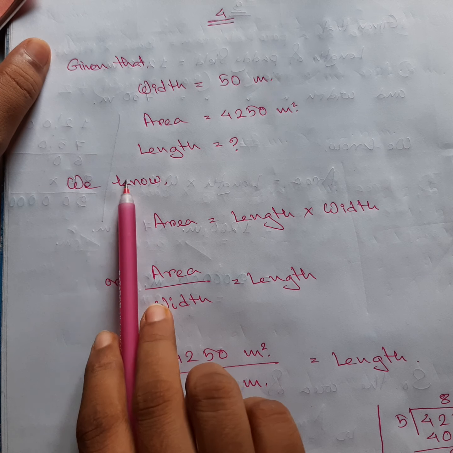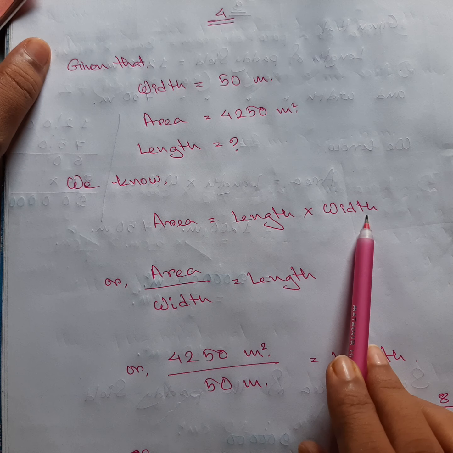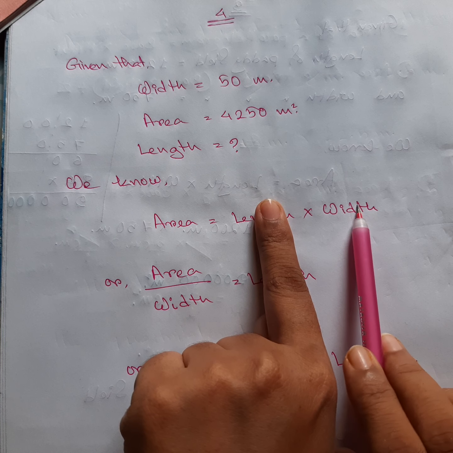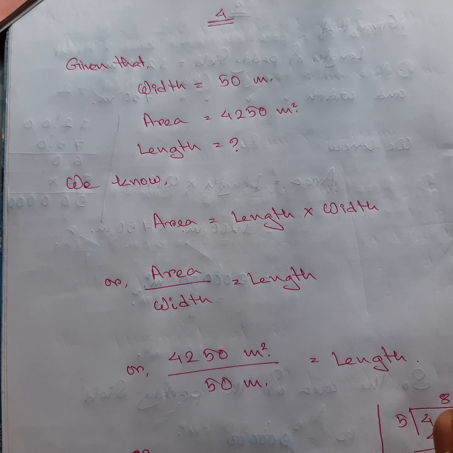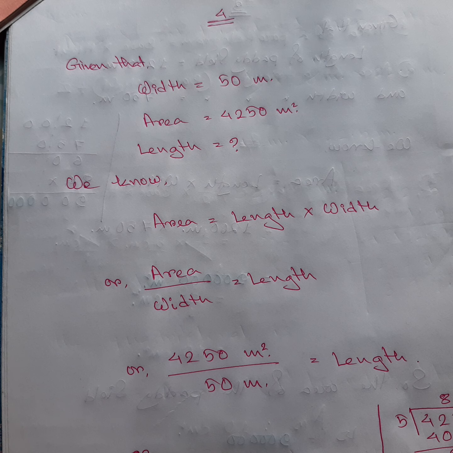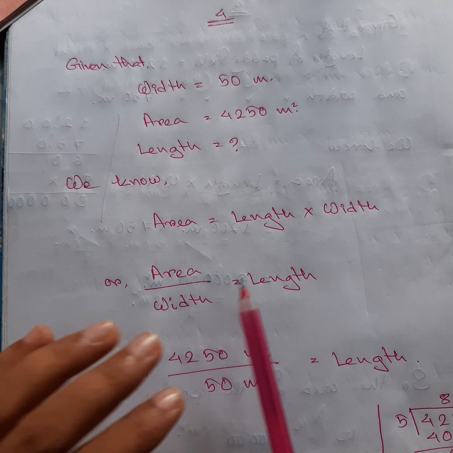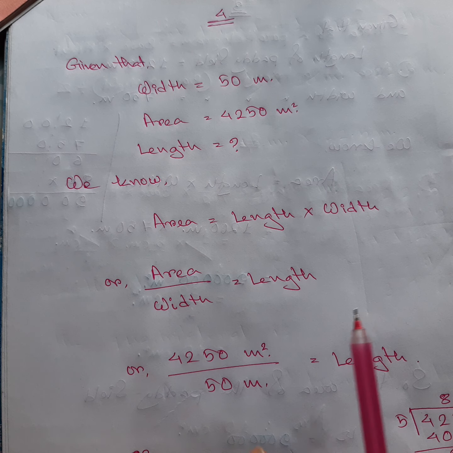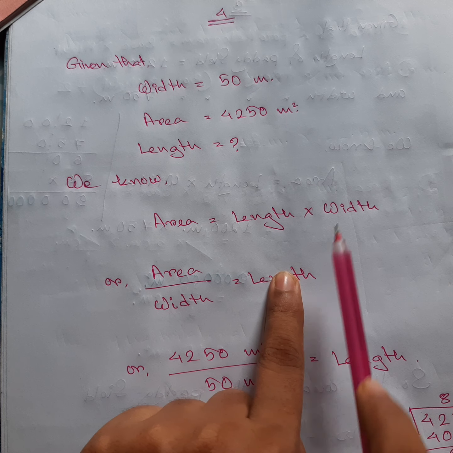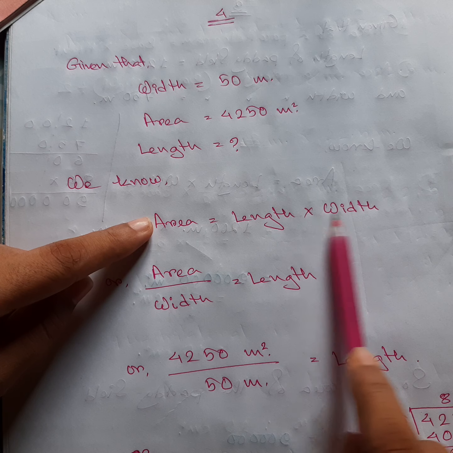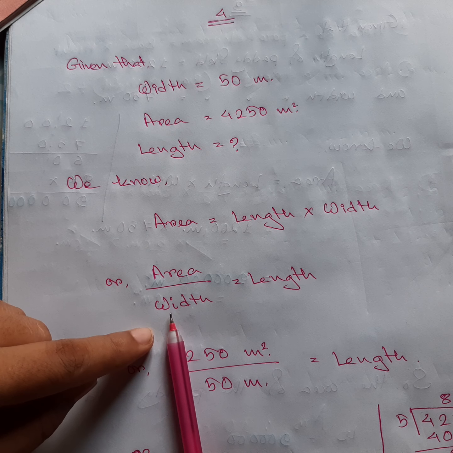Now the area, we know the formula of area is length into width, but we are going to find out the length. So we are going to fix the length on this side and take the width to the other side, because we don't want to mix them up. Remember one thing: when you are finding one portion of any equation, you fix the one you are going to find and take all other things to the other side. Area is already over here and the width is a multiplication condition. If you take it to the other side, it will become a division condition.